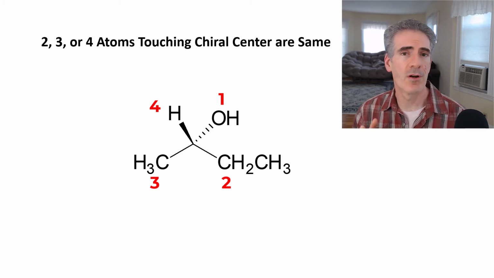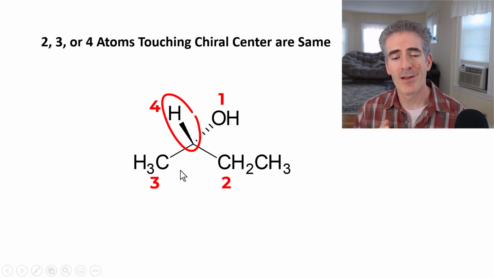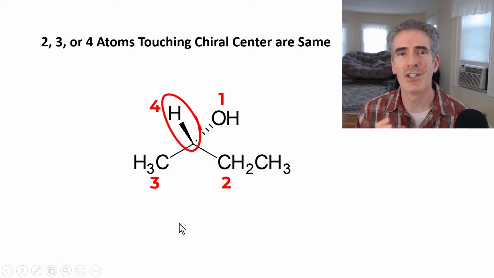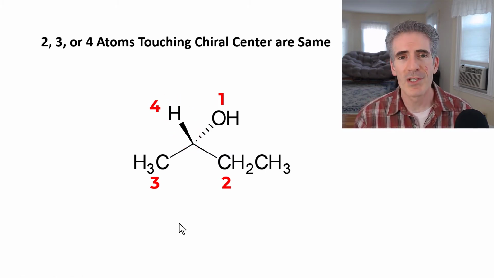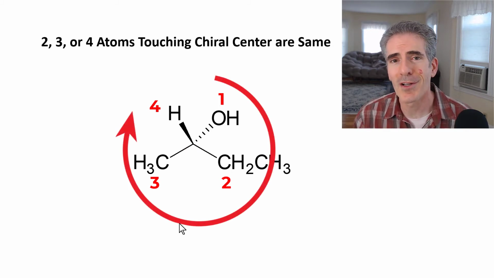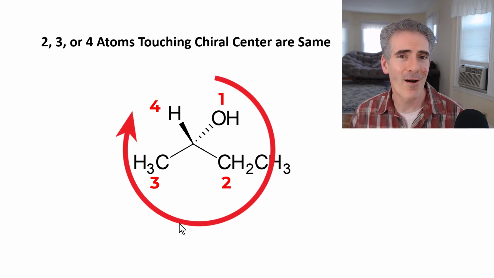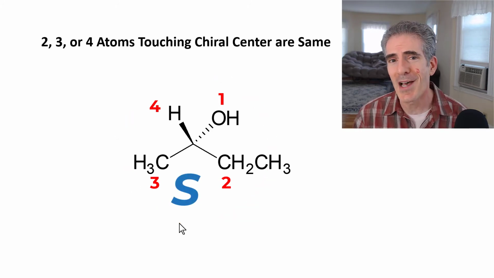Now we do what we learned before. Our hydrogen, our lowest group, is on the wedge, so we're going to be flipping our letter. We look at the direction of travel of the 1, 2, 3. Here, it's going to the right. It's going clockwise. Normally, we would call that R, but no, we're going to flip this into S.